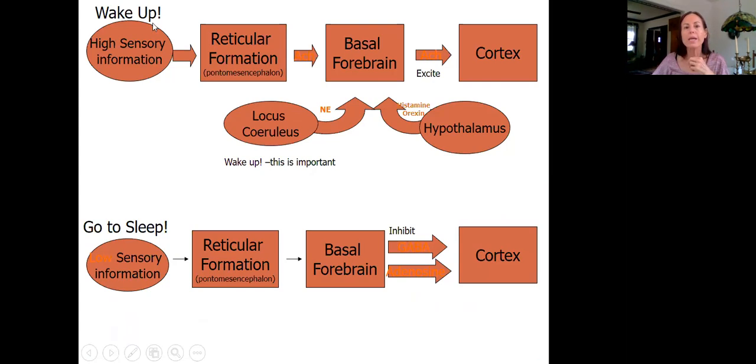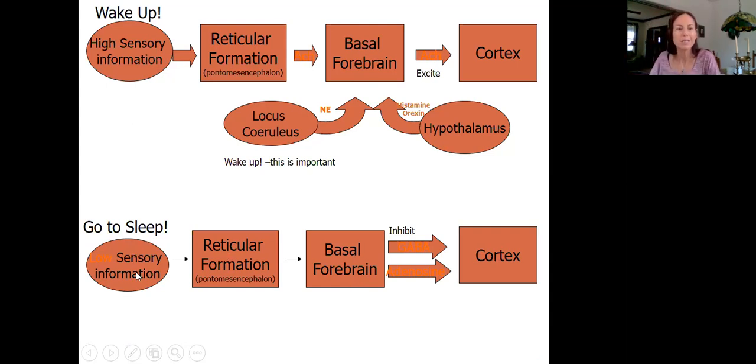So in order to wake up, we're going to be using the reticular formation. It's going to be using ACh to the basal forebrain, and then the basal forebrain will wake up the cortex. The locus coeruleus also uses norepinephrine to wake us up. The hypothalamus is going to use histamine. Both of those feed into that basal forebrain, which wakes us up.